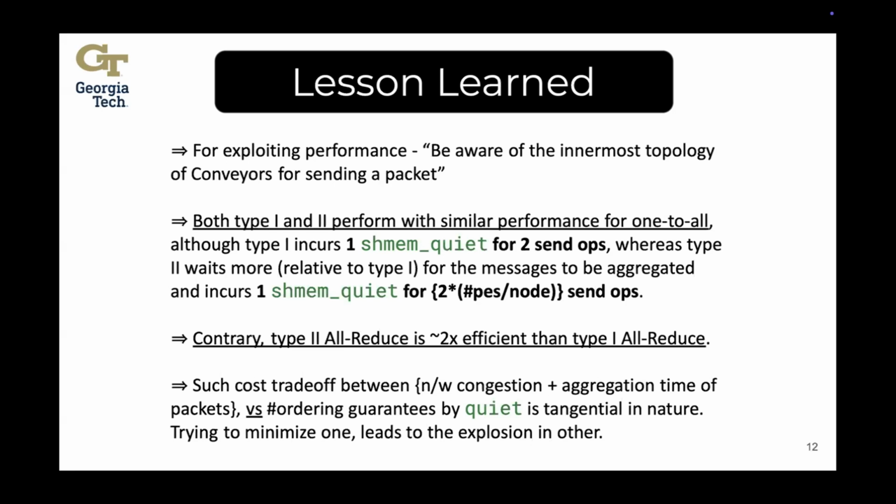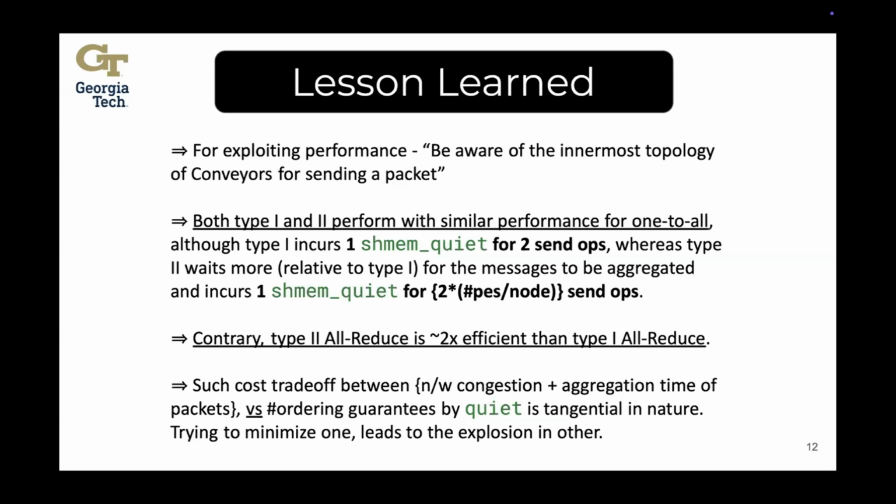We observed that both type 1 and type 2 perform similarly for one-to-all, whereas all-reduce is 2x more efficient for type 2 as compared to type 1. So what's exactly playing inside is the cost trade-off between the network congestion plus the time spent to aggregate these packets. In type 1, we were sending all the data items to only one PE, where we are not waiting for much of the aggregation time of packets.